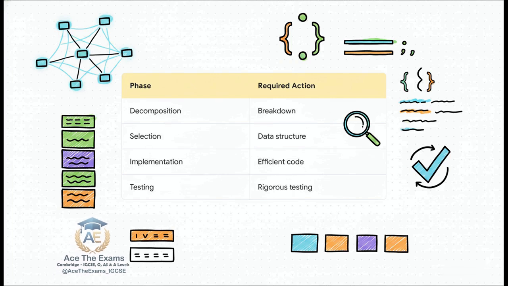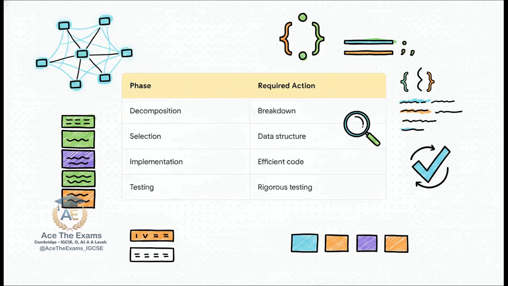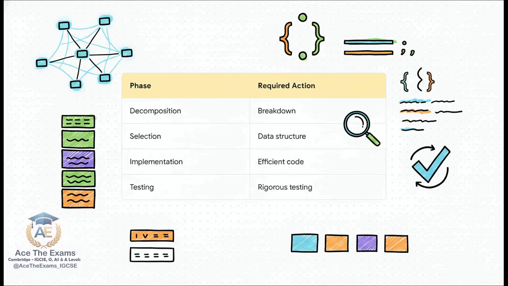Next is selection, where you choose the appropriate data structure to handle the specific IP formats, like maybe an array for IPv4 octets. Then comes implementation, requiring you to write efficient code. And finally, testing, where you perform rigorous checks of your implemented solution to catch any bugs. Following this specific structure is what turns a confusing programming question into a point-scoring machine.